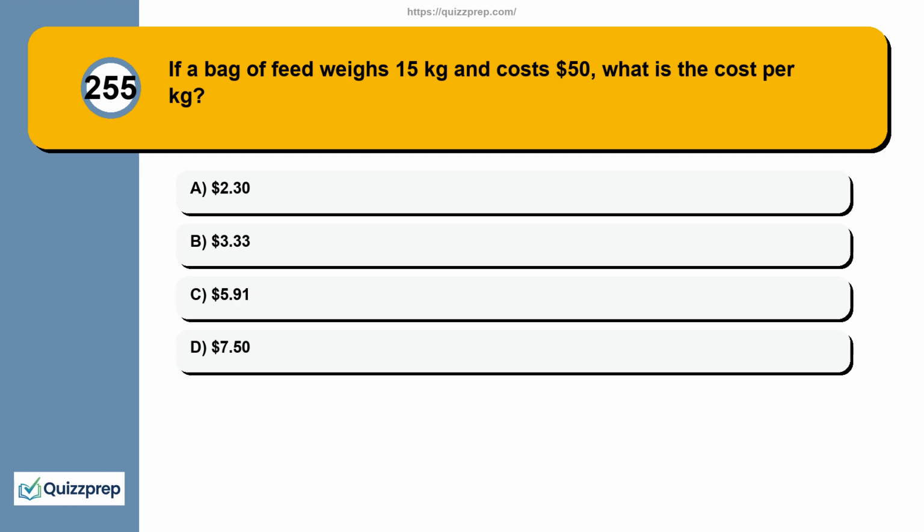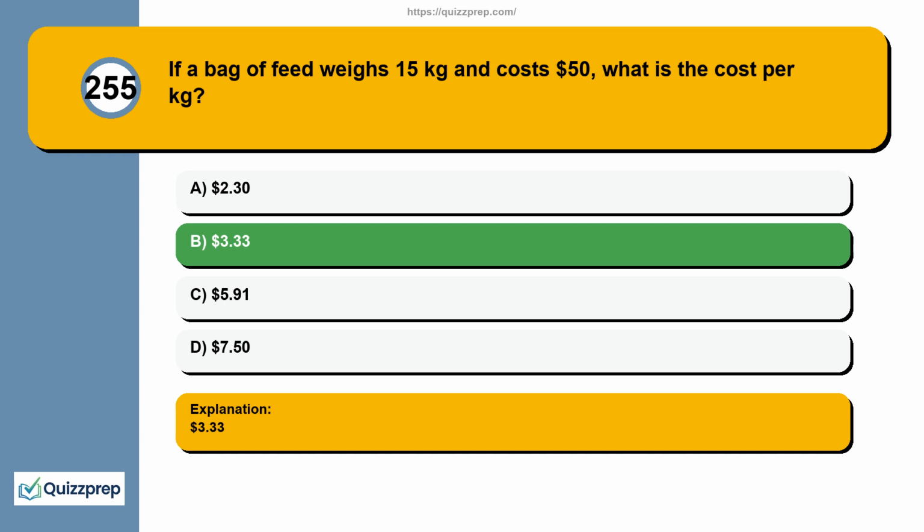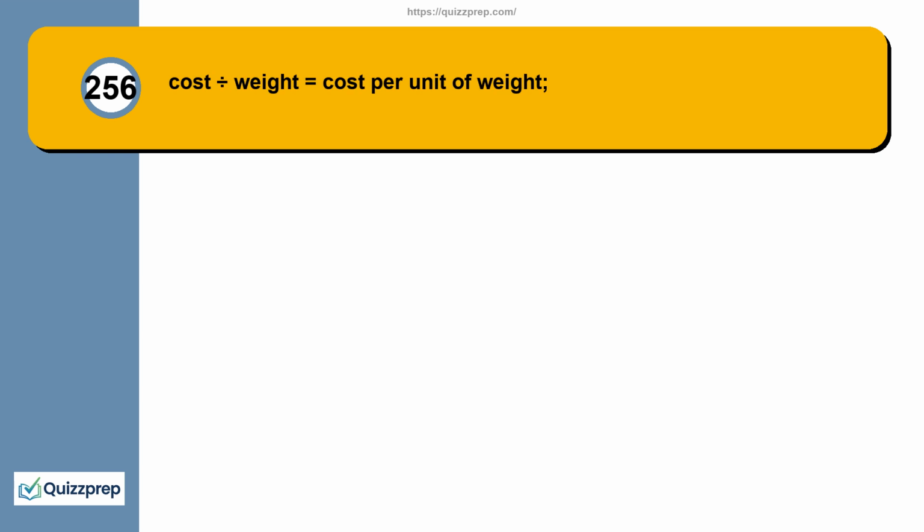Question 255. If a bag of feed weighs 15 kilograms and costs $50, what is the cost per kg? Option A, $2.30. Option B, $3.33. Option C, $5.91. Option D, $7.50. The correct answer is option B, $3.33. Explanation: cost divided by weight equals cost per unit of weight.